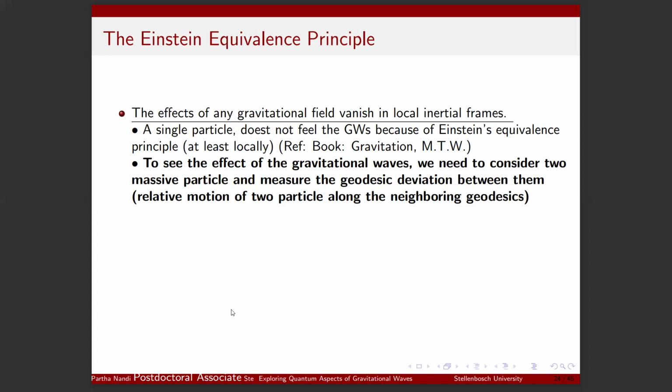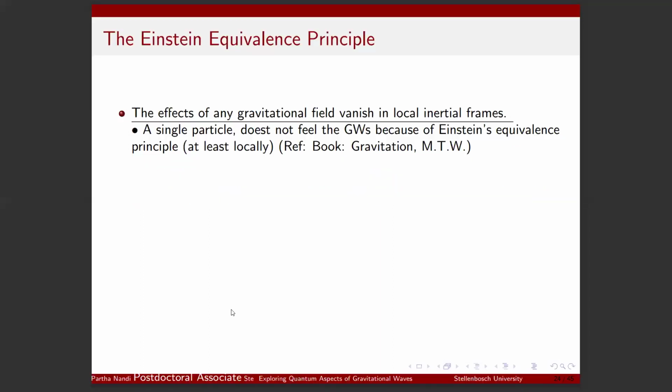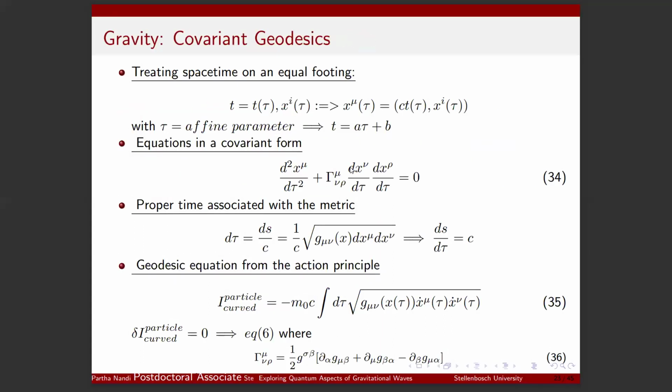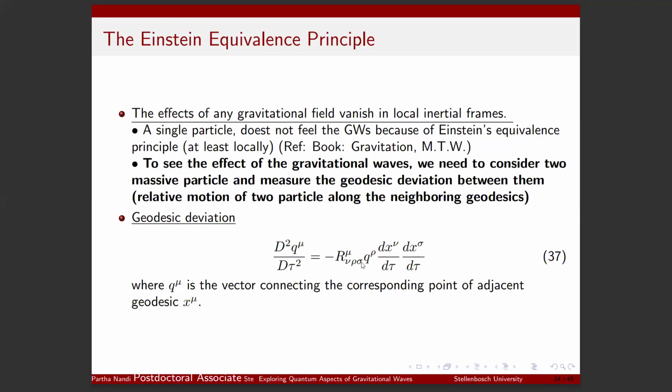So in order to see the effect of gravitation, instead of single particle motion, we need to consider the relative motion of at least two massive particles. One can immediately observe that the geodesic of a single particle satisfies this equation, and the relative motion of two particles, each satisfying its individual geodesic, can be rewritten in the following structure. This structure is known as the geodesic deviation. In this geodesic deviation you observe that the right hand side involves the Riemann curvature tensor.